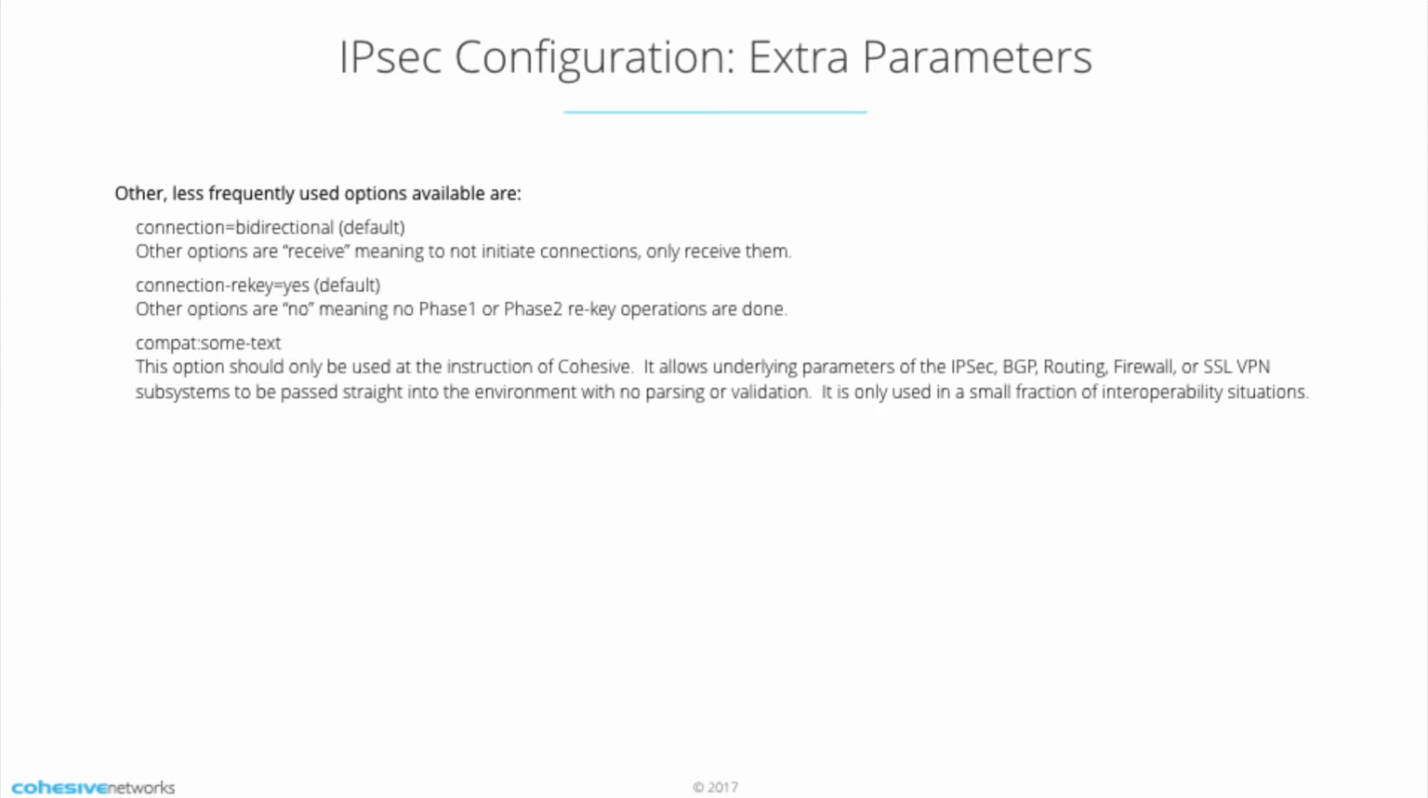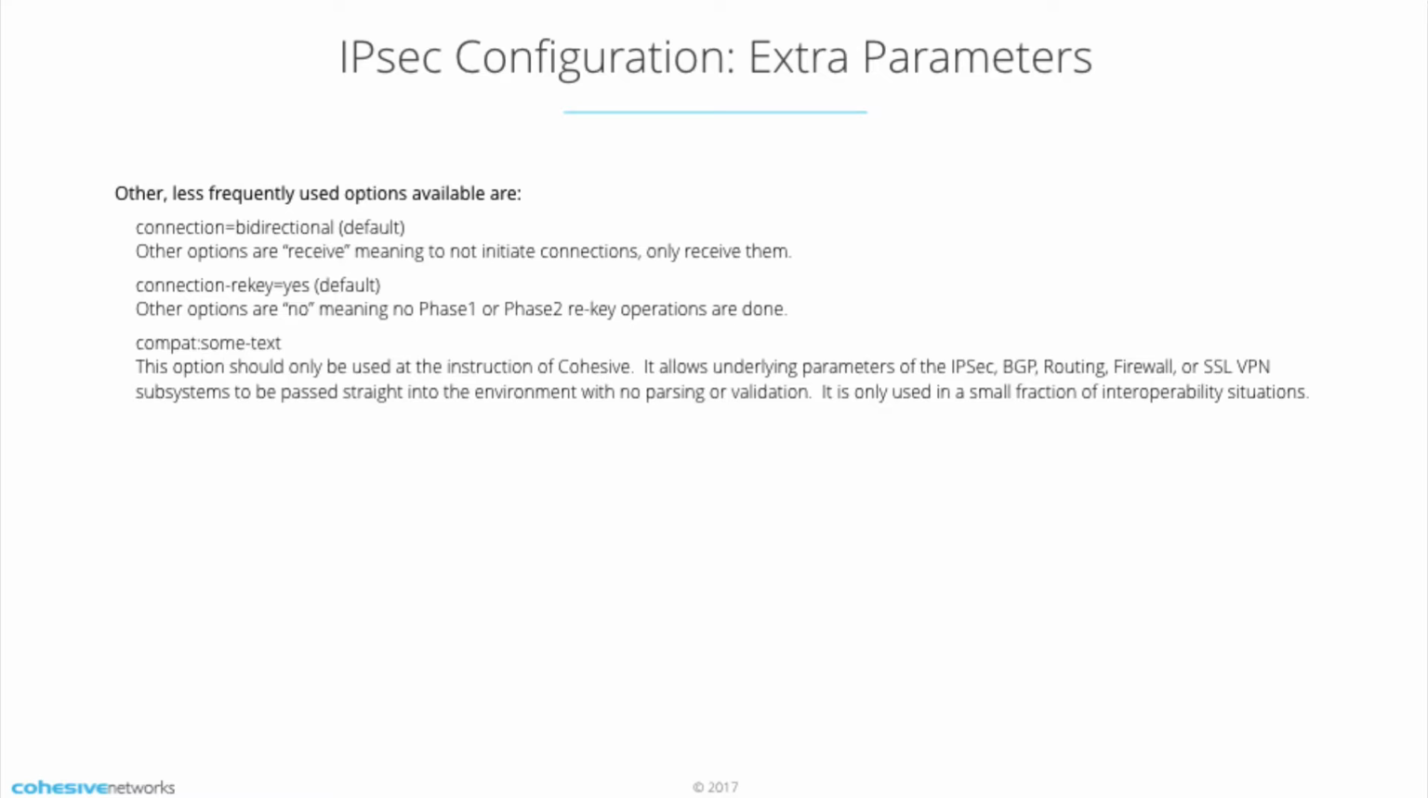There's some less common things. By default, connection is bidirectional. What that means is we'll attempt phase 1 negotiation with them. We'll initiate it, and we're also willing to listen to them initiating, so we'll accept a phase 1 negotiation from them. If for some reason we want to be passive to them, where we don't ever initiate to them, they'll initiate to us, and every now and then, again, talking to an old box, we might have to do this. The other option is receive.